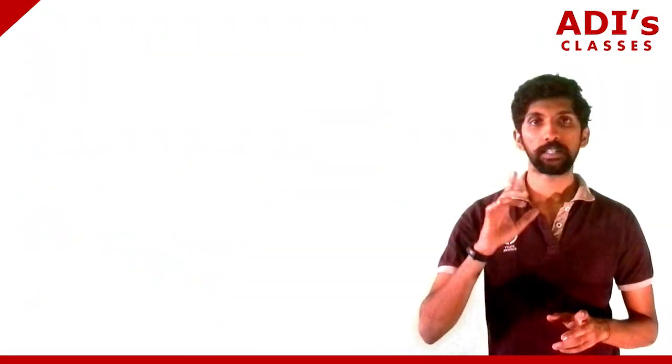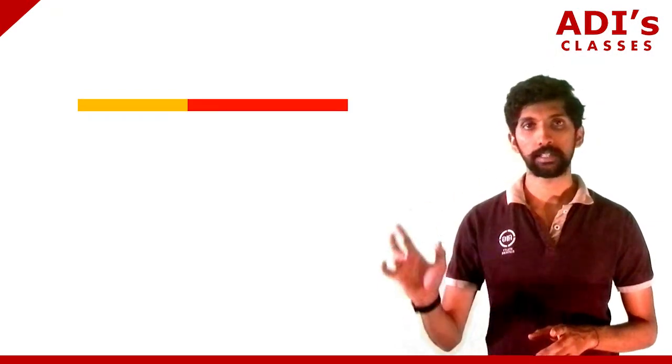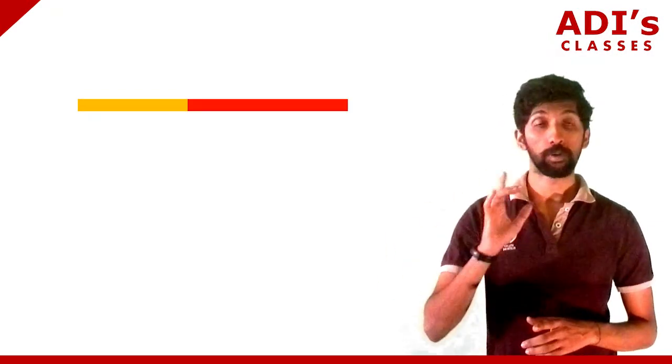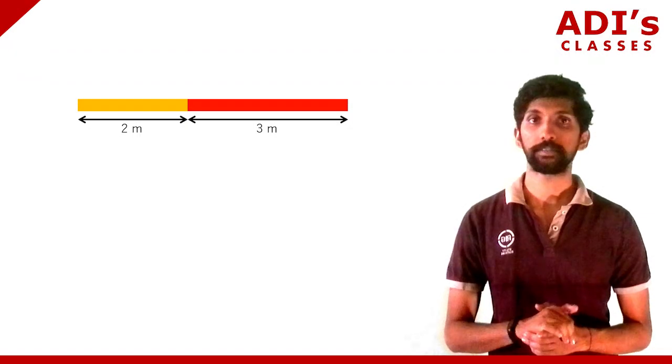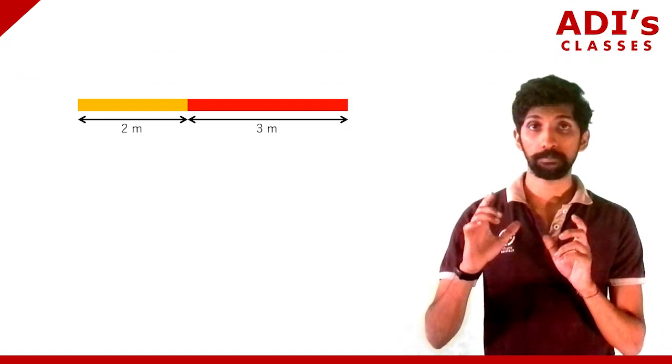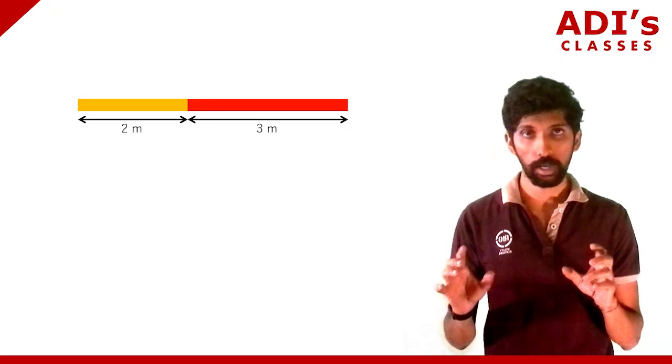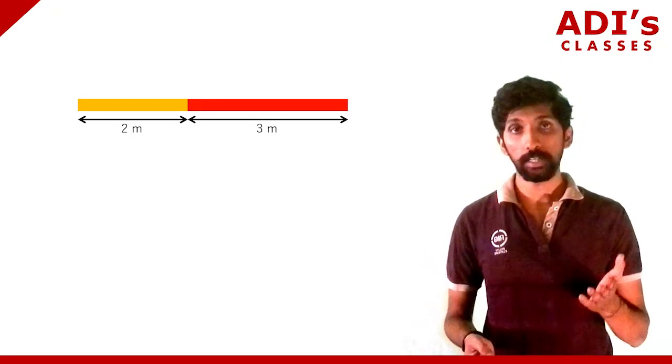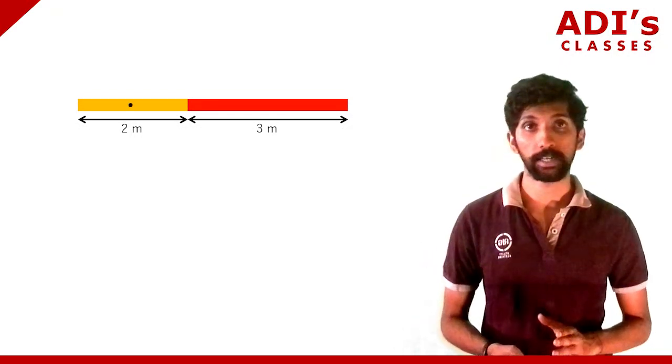See, we have this to be the aluminium bar and the next one is a steel bar, right? The lengths are 2 meter and 3 meter. Now remember, if the bar is uniform, then the midpoint will be the center of mass, correct?